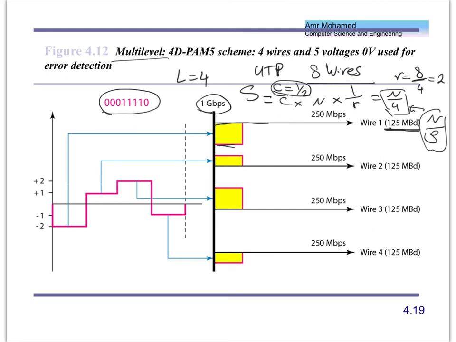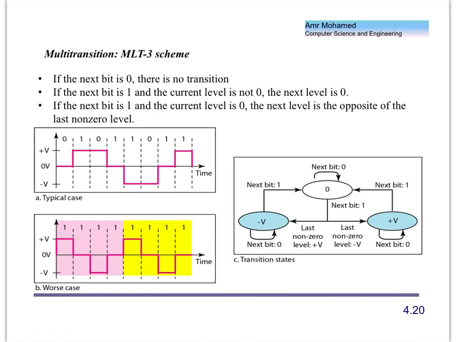So this is also the multi-level. The last one which we'll talk about today is called multi-transition. The multi-transition technique again tries to use the transition to represent the bit, not the actual voltage level. So for multi-transition, if you have consecutive zeros, then the voltage level will stay the same, whether 0, positive, or negative.